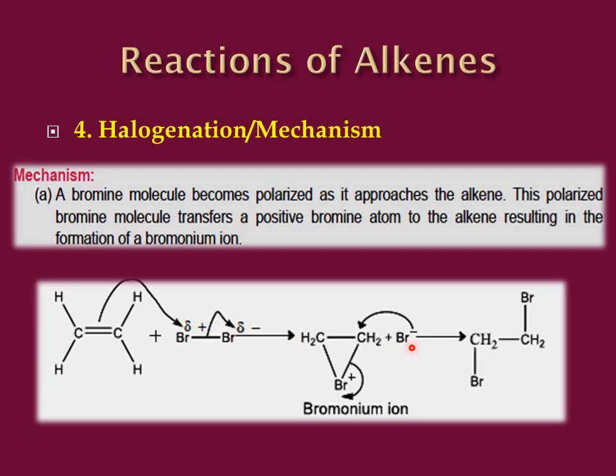Why? Because over here we have an electronegative atom carrying a positive charge, so it wants its lone pair back. In this way this bond is going to be broken. Now you can see one bromine atom is added at this carbon and the other one on the other carbon atom. And this addition is called an anti-addition, meaning the bromine atoms are added opposite to each other on each carbon atom.